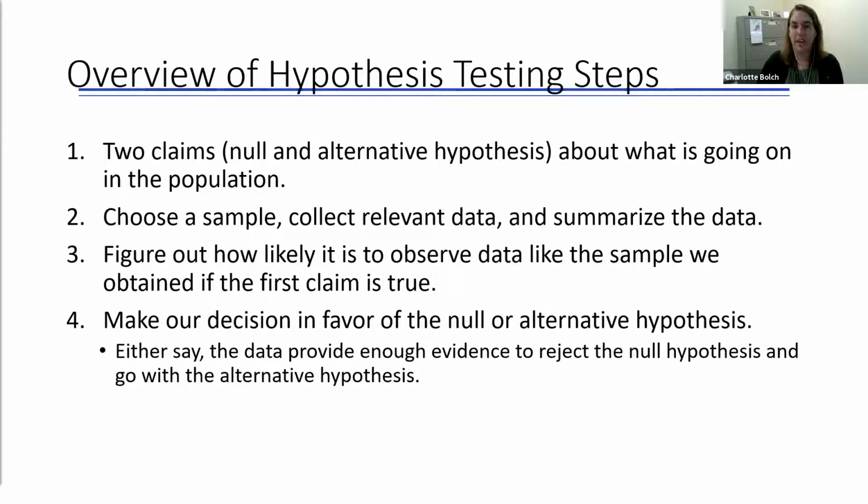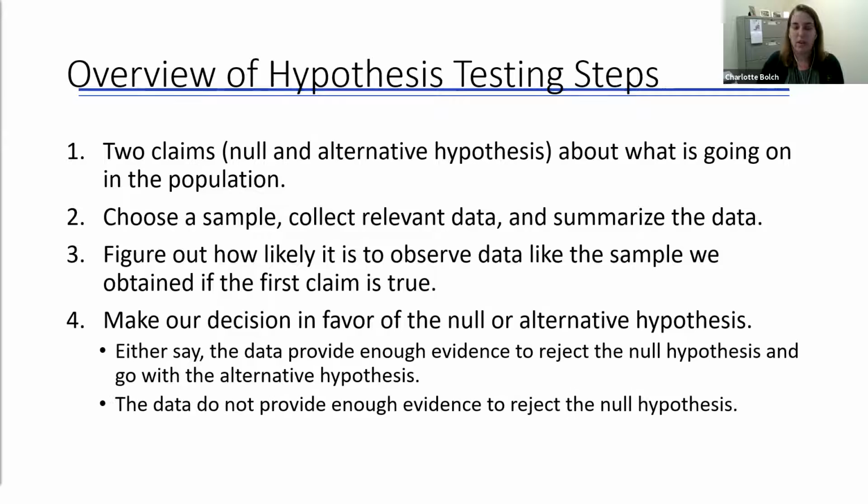So we either say the data provide enough evidence to reject the null and go with the alternative, or the data do not provide enough evidence to reject the null. So we have these two different decisions we have to make after we do our hypothesis testing and calculate our p-value.